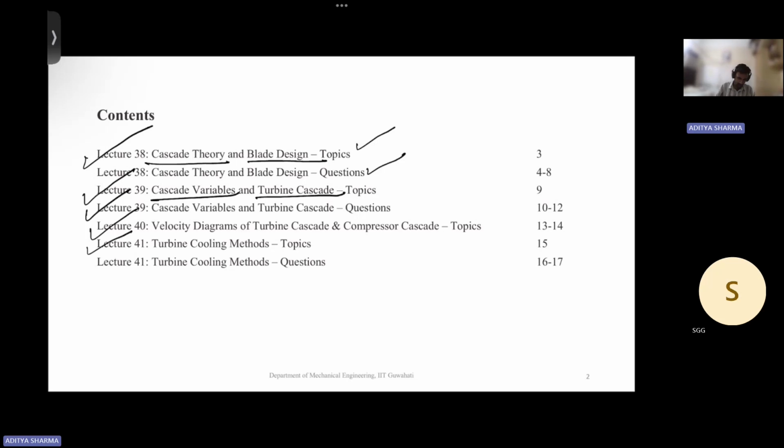So then we'll see. Because I don't have questions for compressor cascade based on the assignments we have. Okay, then we'll move on to turbine cooling methods, and then we shall see two questions on this, turbine cooling methods.